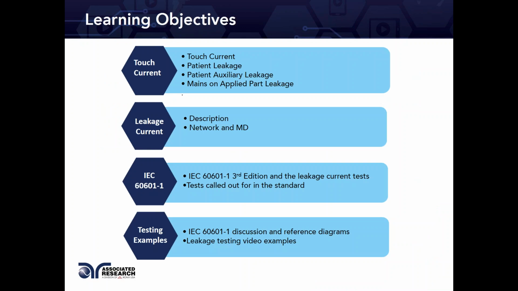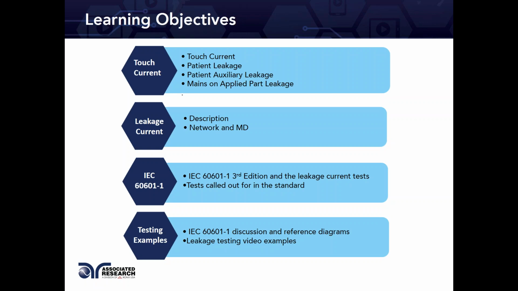For today's webinar, we want to go into details of touch current testing or leakage current testing. I want to define what types of touch currents there are. We'll take a look at touch current test, patient leakage test, patient auxiliary leakage, and some of the more advanced test types that are required called mains on applied part or mains on SIP-SOP. We'll start with some definition of leakage current. We'll take a look at what kind of network is needed, what kind of measuring device is needed, what kind of stipulations the standards puts on to run this leakage current test.